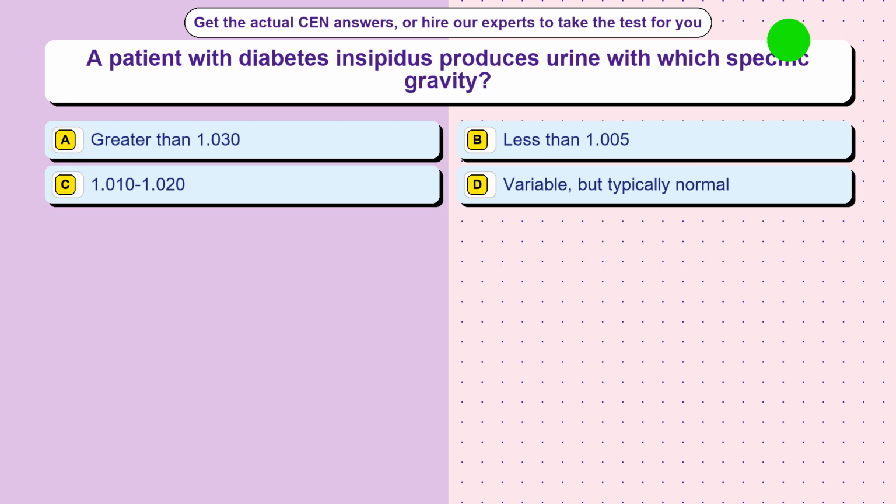Question 46. A patient with diabetes insipidus produces urine with which specific gravity? Option A, greater than 1.030. Option B, less than 1.005. Option C, 1.010 to 1.020. Option D, variable, but typically normal.